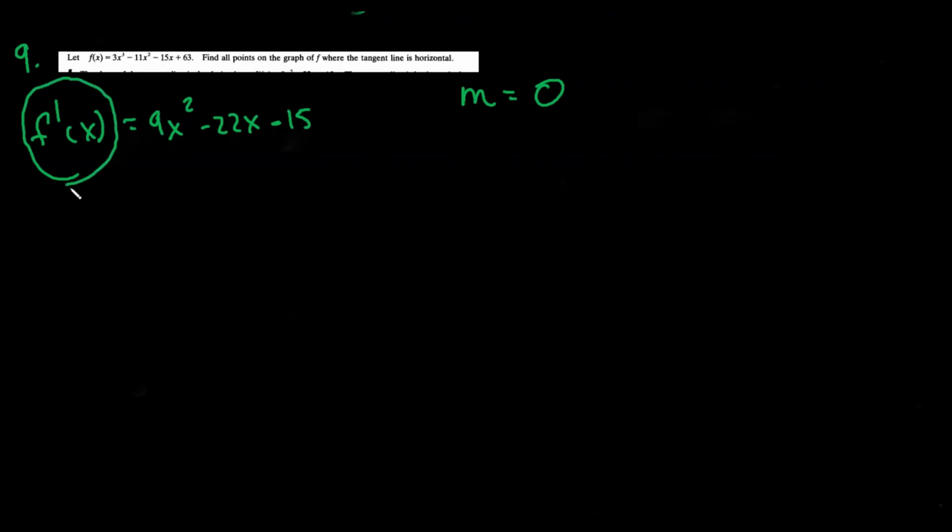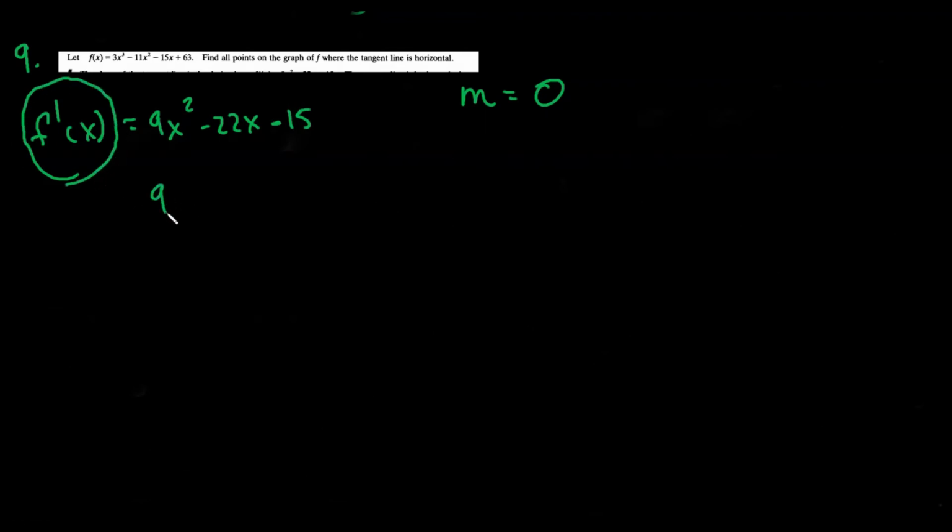Question 9 says, given a function, find all points on the graph of f where the tangent line is horizontal. That tangent line being horizontal means the slope, call it m, is equal to 0. So if we take the derivative of this equation, 3x cubed would become 9x squared, minus 22x, 15x would become 15, and the constant goes to 0. So this slope has to be horizontal, so it has to be 0.